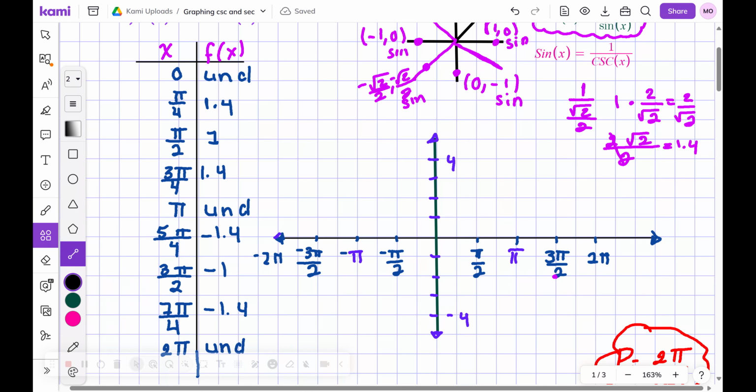So let's do the undefined. At 0, it will be undefined right here. Then my next undefined will be at pi, right here.